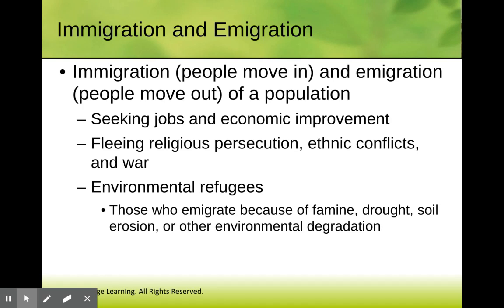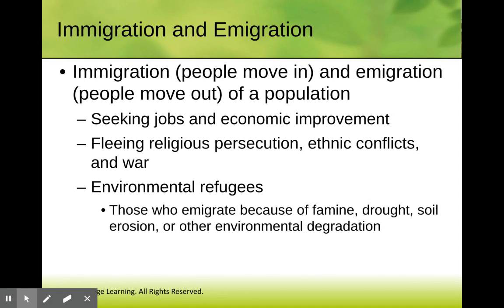Immigration. So again, the idea is that with immigration, people are moving in, and with emigration, people are moving out. Why would people move into a certain area? Again, they're seeking better opportunities, jobs, and economic improvement, or they could be fleeing some type of conflict back home, whether it's religious persecution, where you're being singled out because of your religion, ethnic conflict, where your ethnicity could be a problem, or even war. That's why we see a lot of people move out of an area because of these three different things.